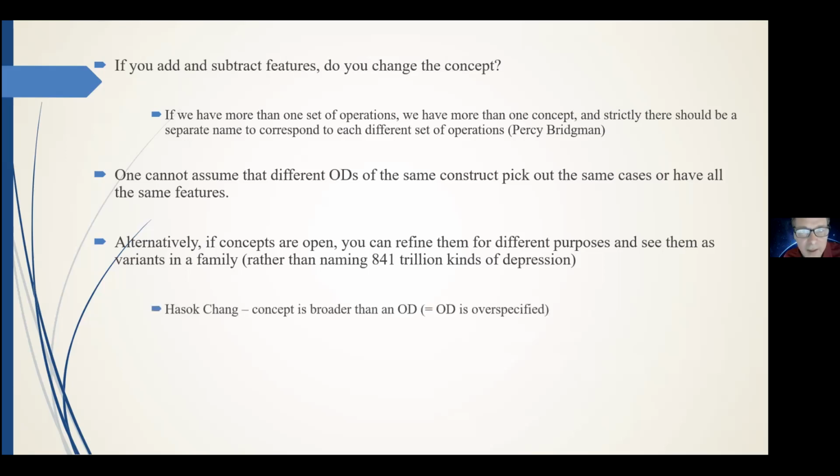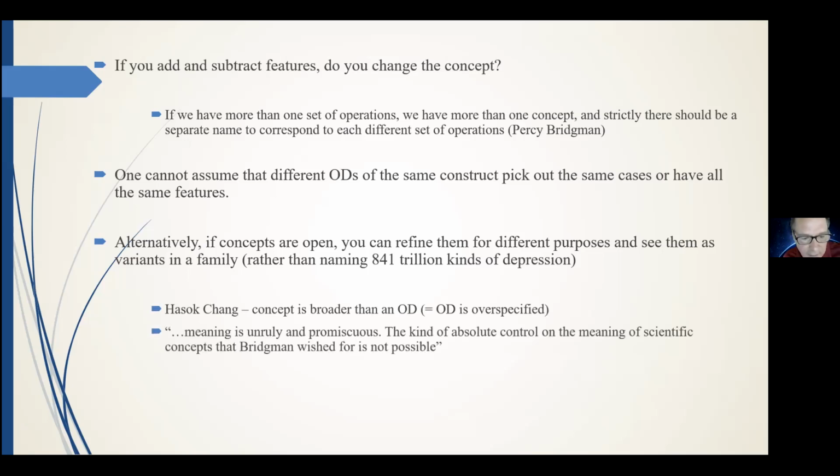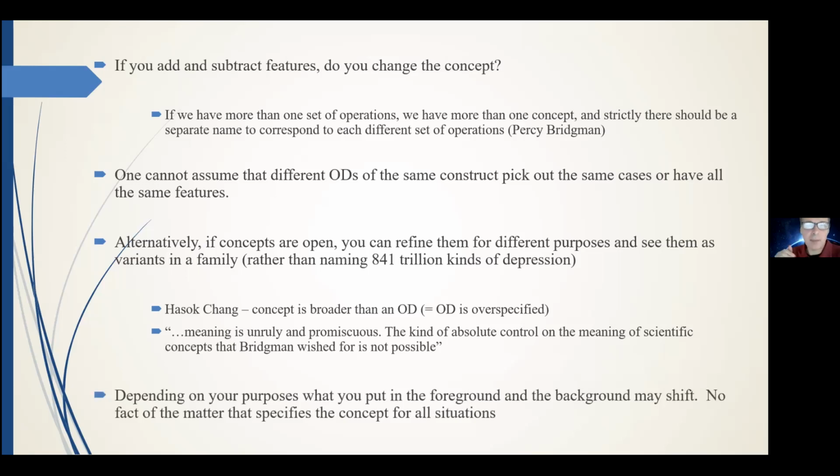And so Chang said, really, the concept is probably broader than the operational definition, or maybe sometimes operational definitions are overspecified concepts. And again, Hasok Chang says, meaning is unruly and promiscuous. The kind of absolute control on the meaning of scientific concepts that Bridgman wished for is not possible. And so depending on your purposes, what you can put in the foreground and the background may shift.